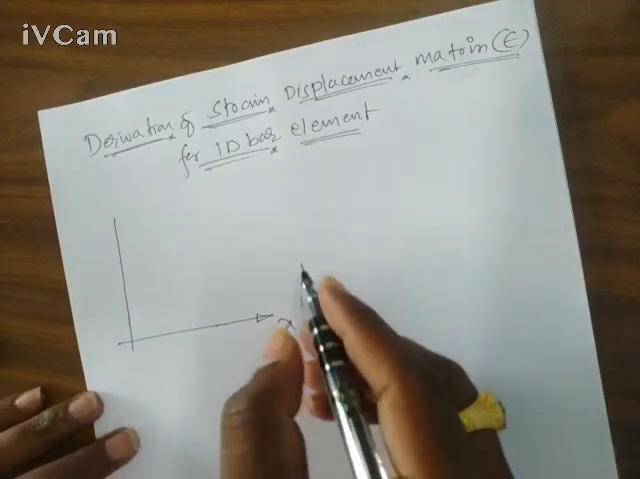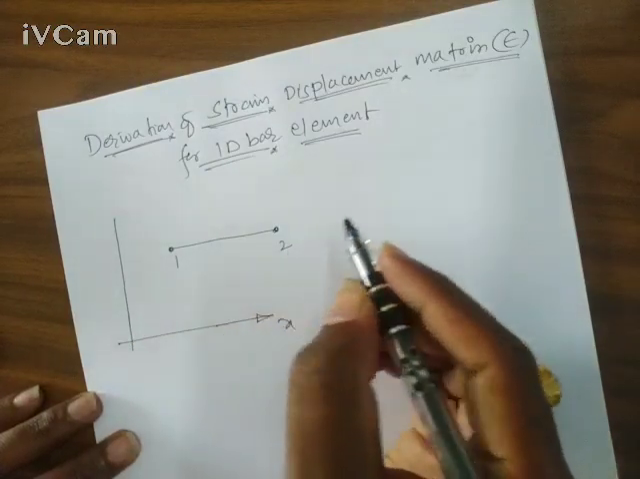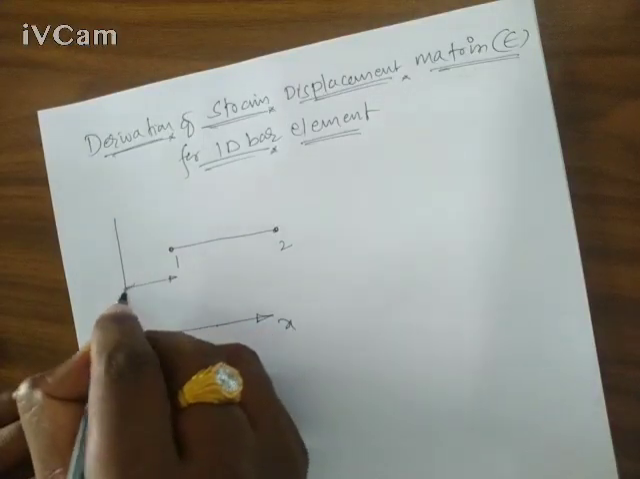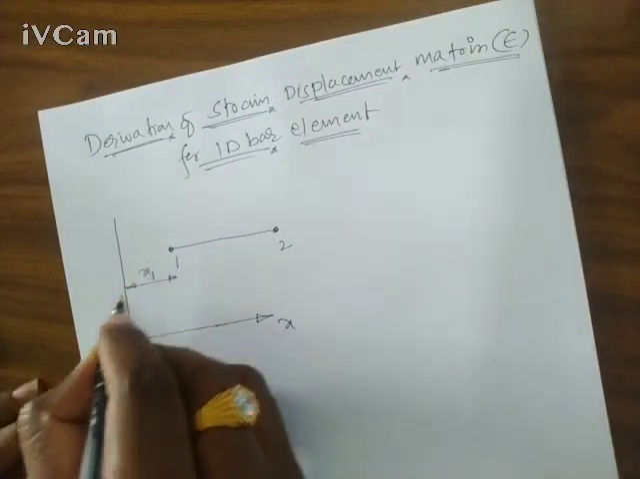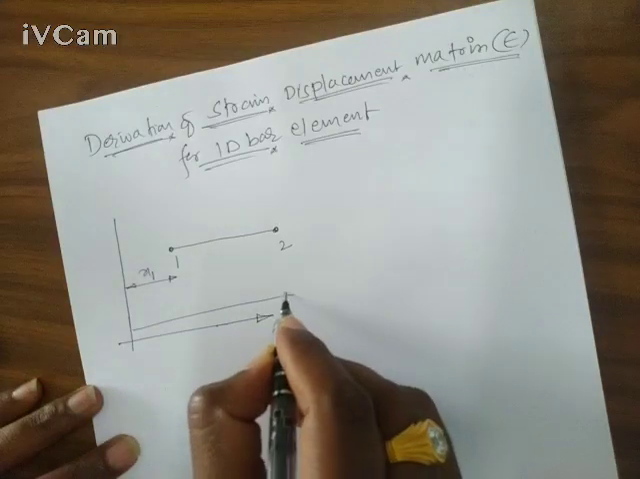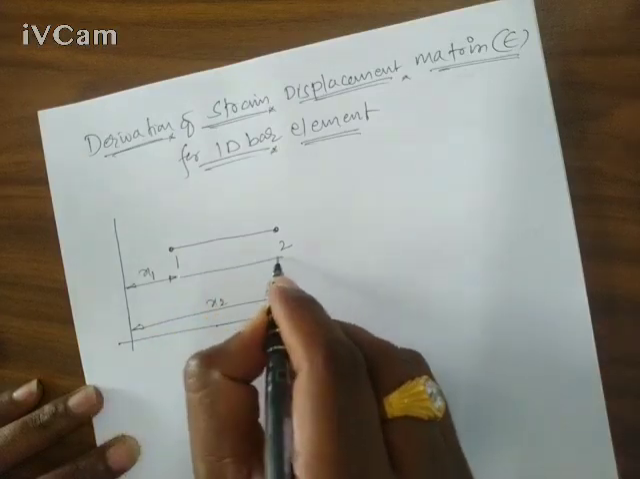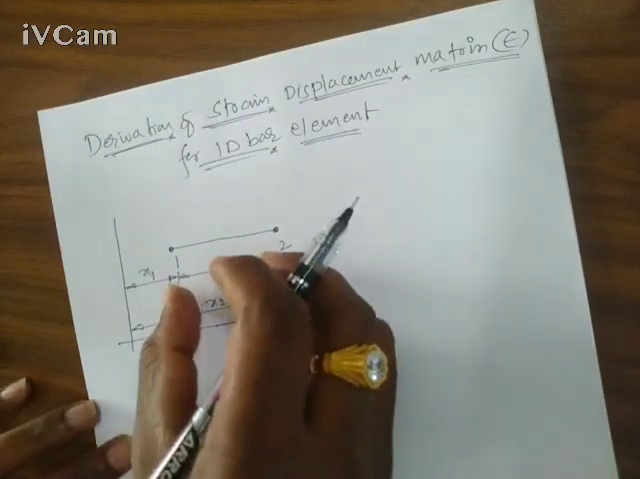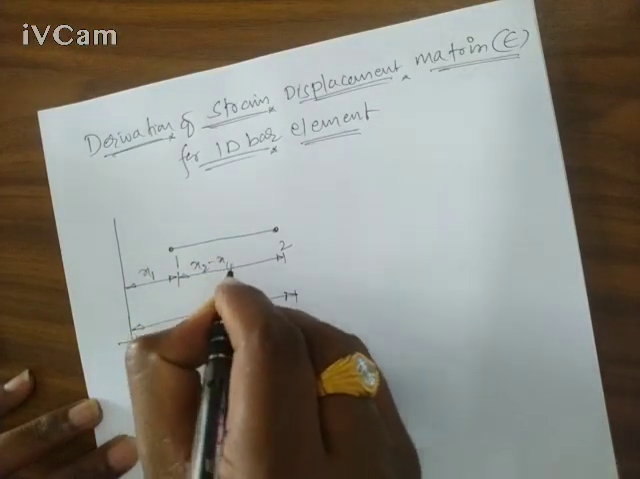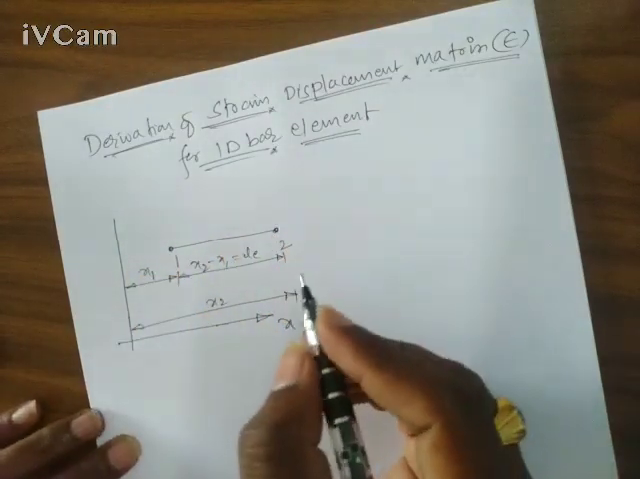Okay, so this is x. A 1D bar element means it will be having only two nodes, node 1 and node 2. If I assume this distance from the reference is x1, and this as x2, what will be this distance? One can easily tell: if this is x2 and this is x1, this distance will be x2 minus x1. That is nothing but the length of this element.